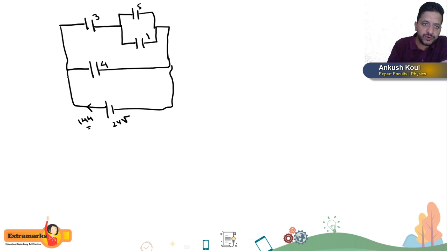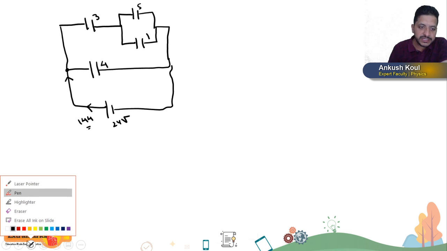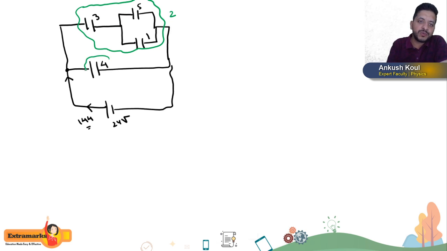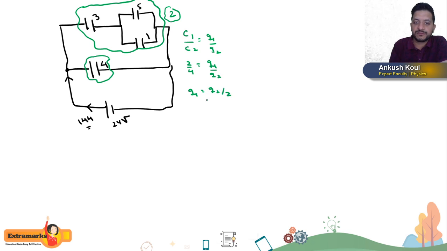So this 144 reaches here, correct, and it gets divided. It gets divided in such a way because I know the capacitance of this portion. The capacitance of this portion was how much, beta? 2, and this is how much? 4. So this 2 and this 4 are in parallel. So if they are in parallel, C1 by C2 must be equal to what, beta? Q1 by Q2. C1 by C2 is 2 by 4, must be equal to whatever is Q1 by Q2, or I can say Q1 is equal to Q2 by half, correct?